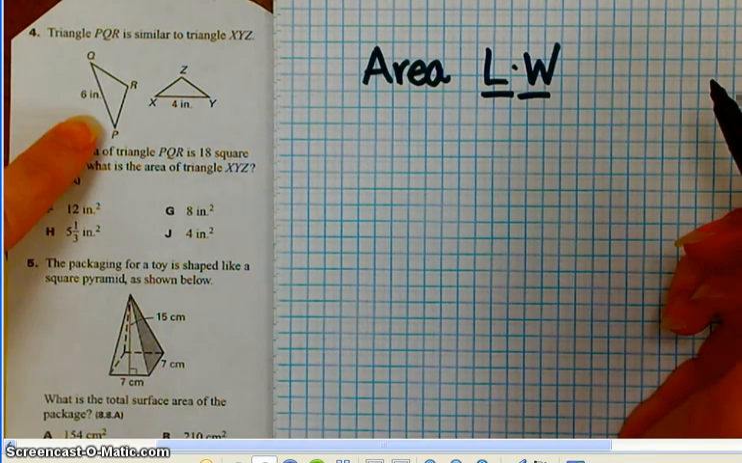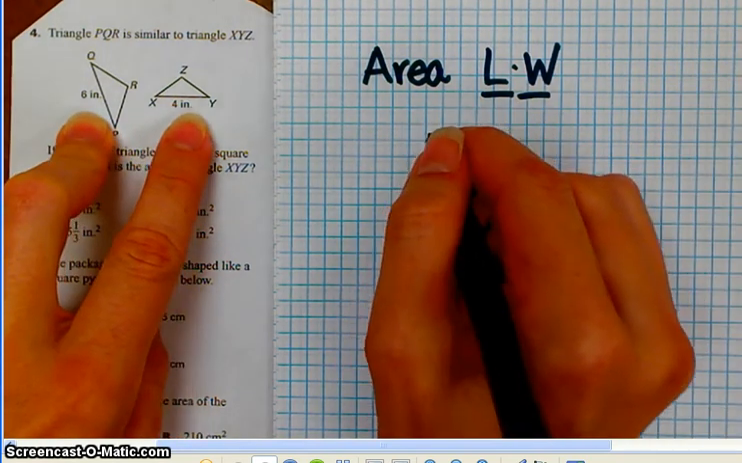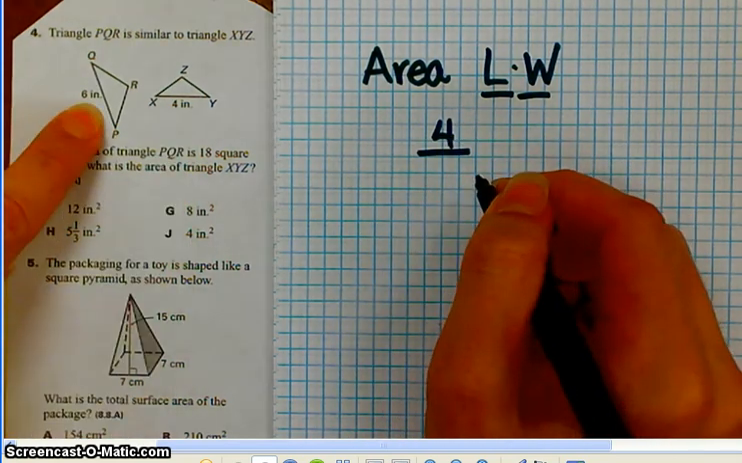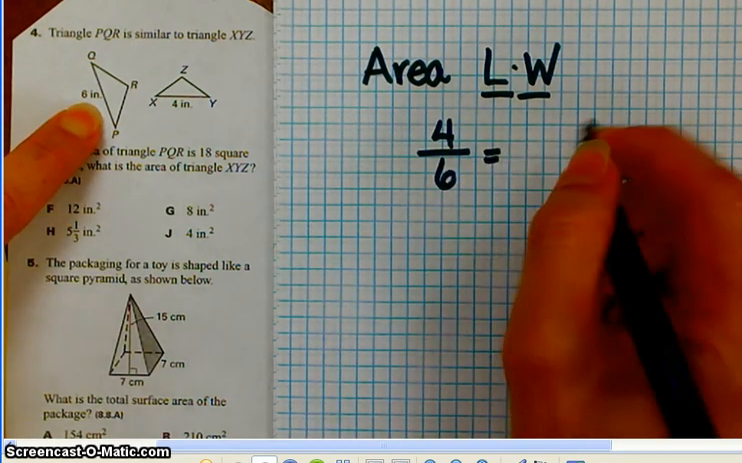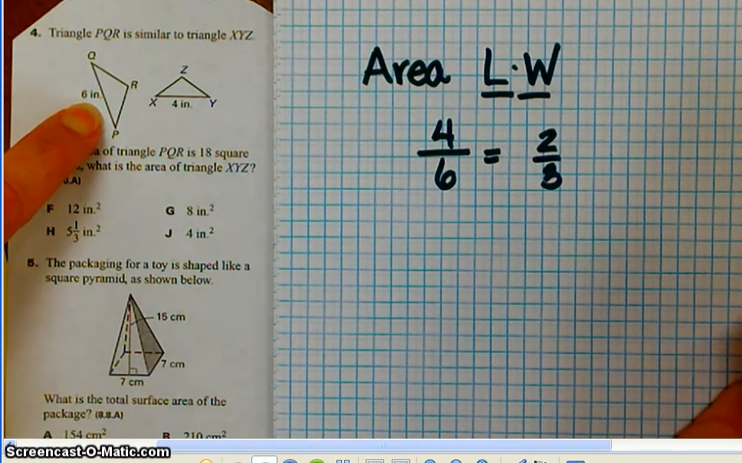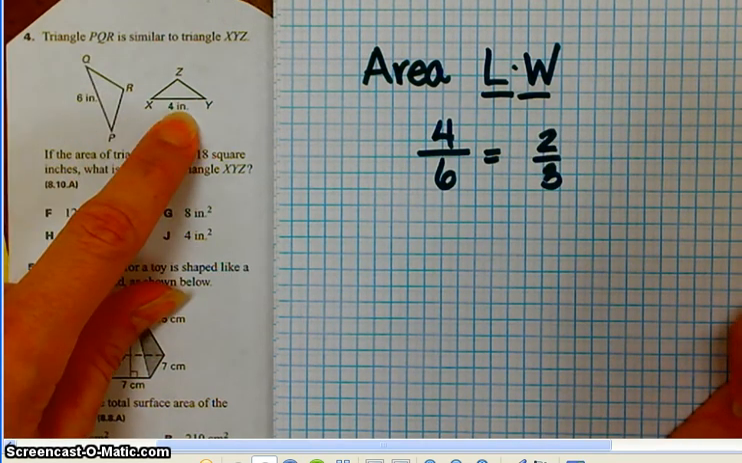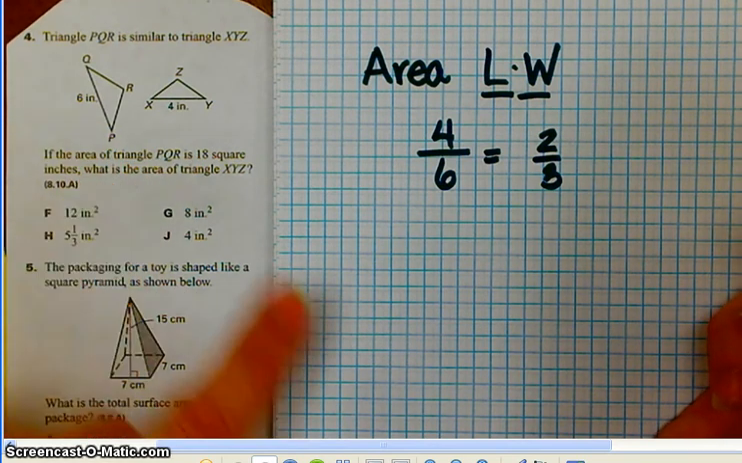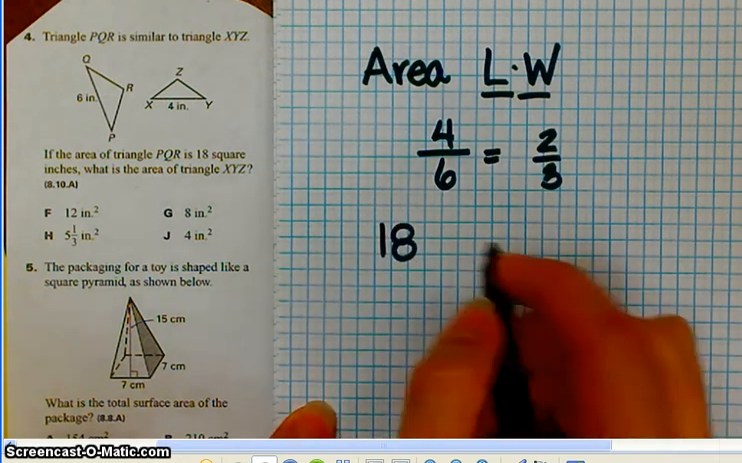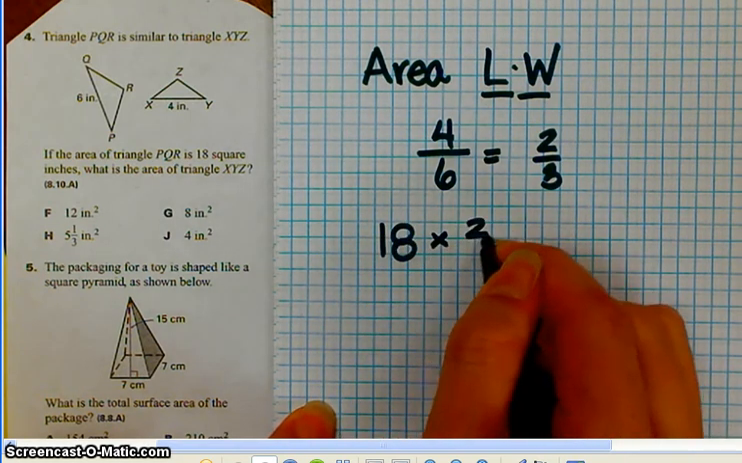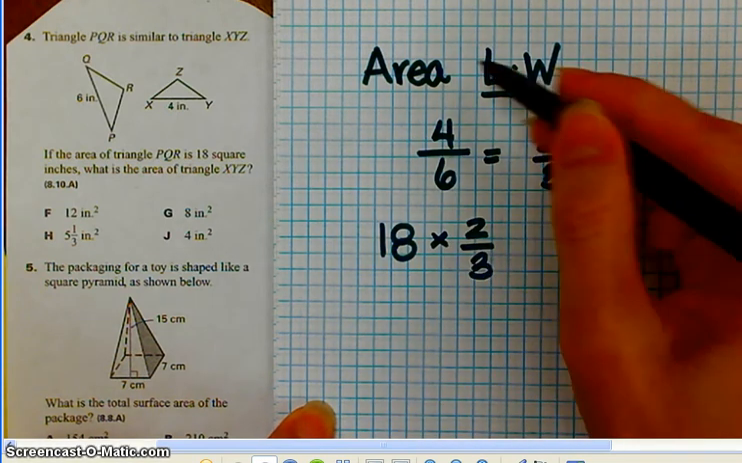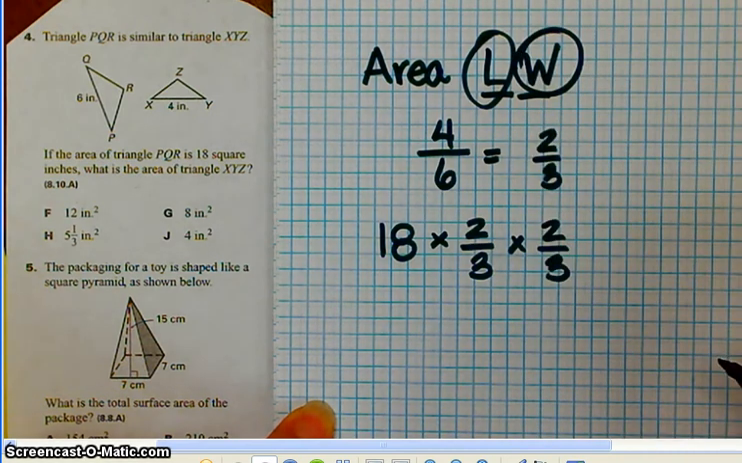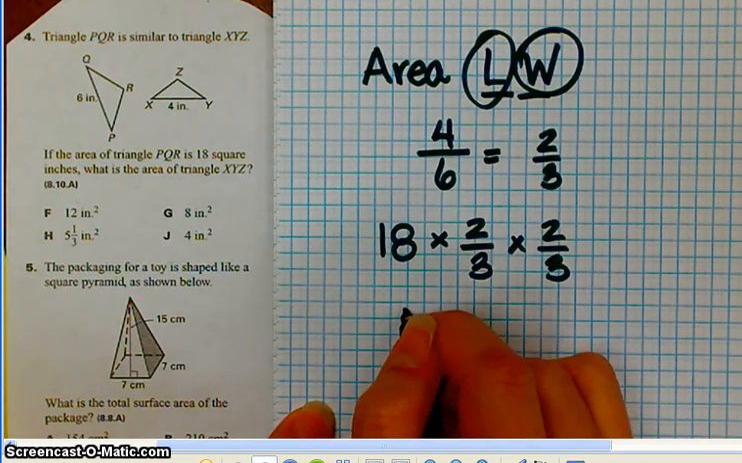So what you're going to do here is you're going to notice that this new triangle is 4, and the corresponding side on the original is 6. That reduces to 2/3. So we know that the dimensions over here are 2/3 of what they were on triangle PQR. So if the area of triangle PQR is 18, then we're going to multiply it by 2/3 once for the length, and by 2/3 again for the other dimension, the width. Okay, so let's do that.